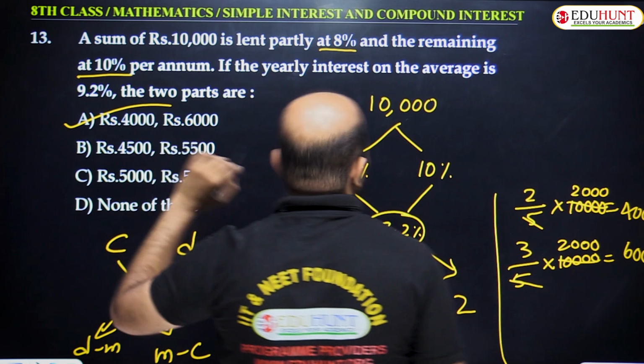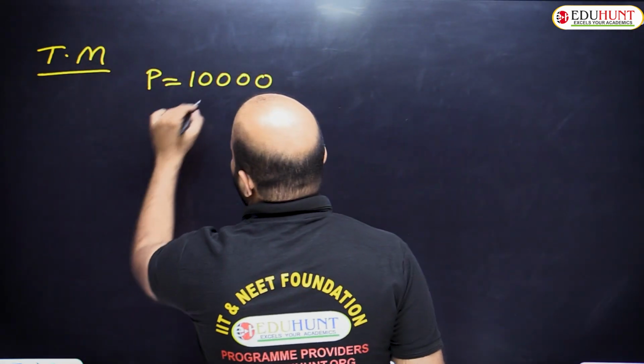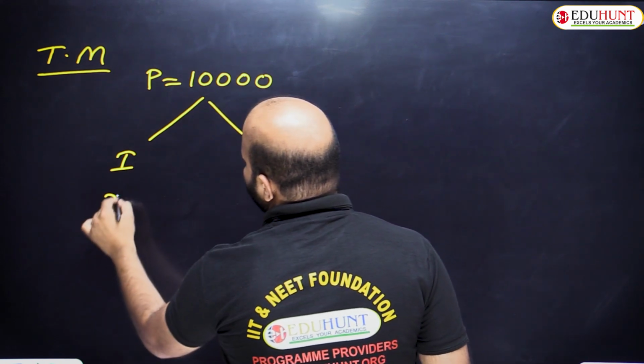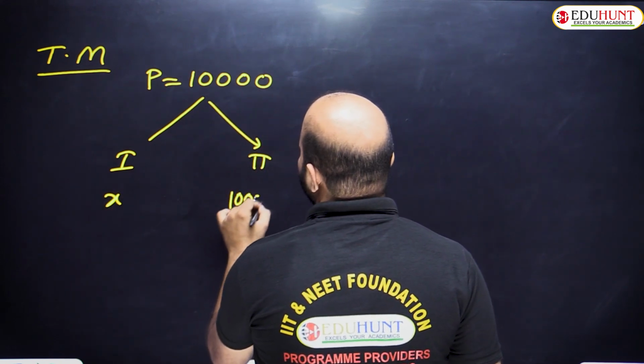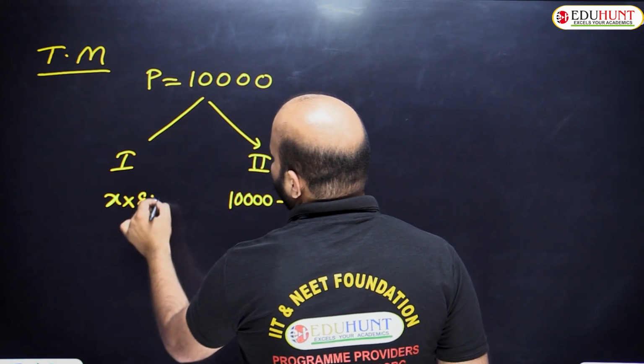Second part lent at 10% per annum. Am I clear? So what I have taken, let us consider the first part x rupees. Second part is 10,000 minus x, the remaining. So the first part is lent at 8% for 1 year: 8 into 1 by 100.